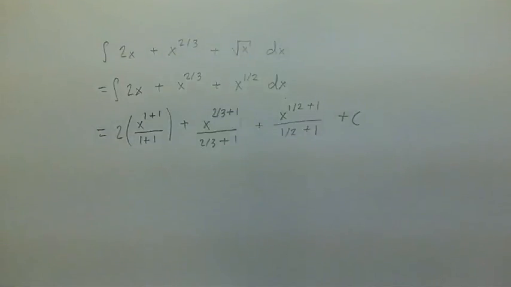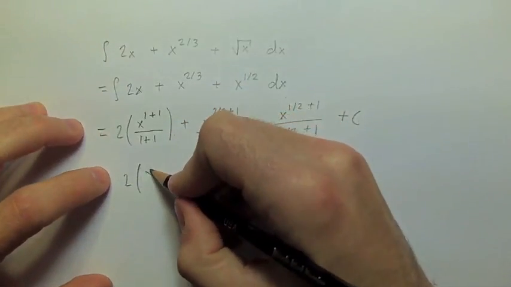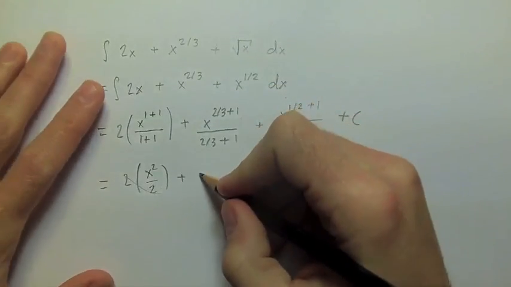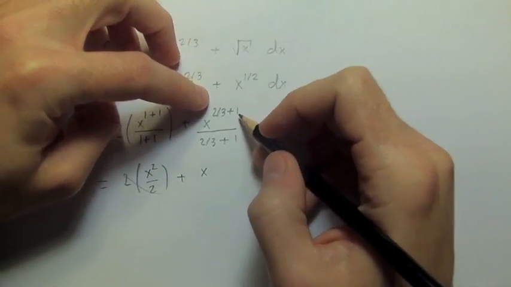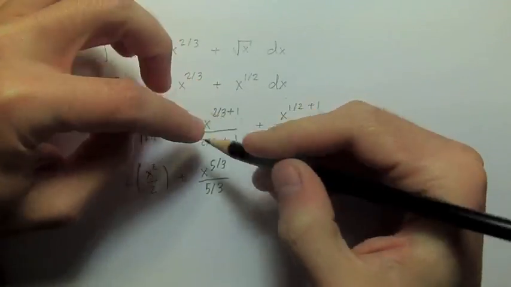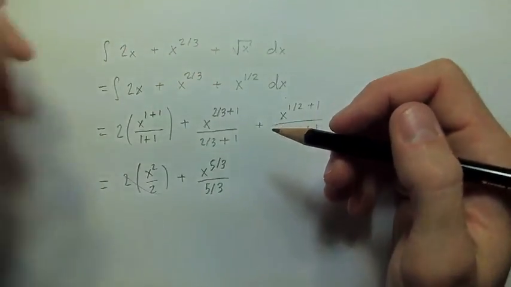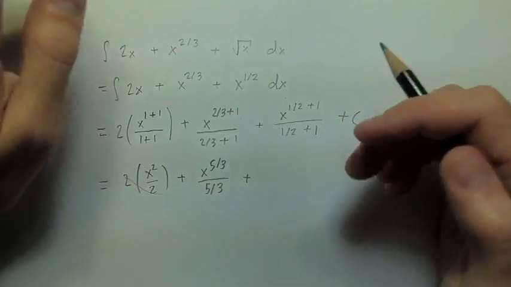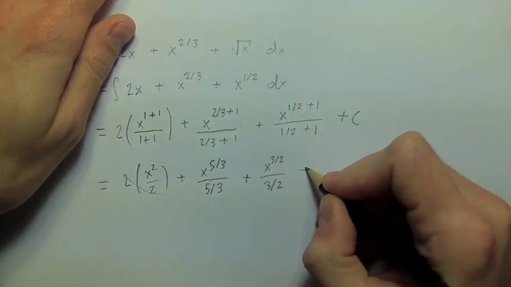Okay, so this is essentially 2 times x squared over 2, and here the 2's cancel, plus, this is going to be x, so 2/3 plus 1, which is 5/3, divided by 5/3. That should be the same number on the top as it is on the bottom, same number in the power as in the denominator. Plus, now this is x to the 1/2 plus 1, so that's going to be x to the 3/2 over 3/2, plus c.